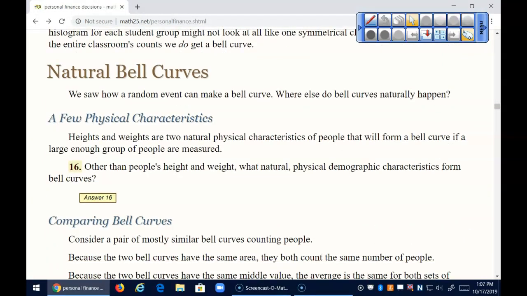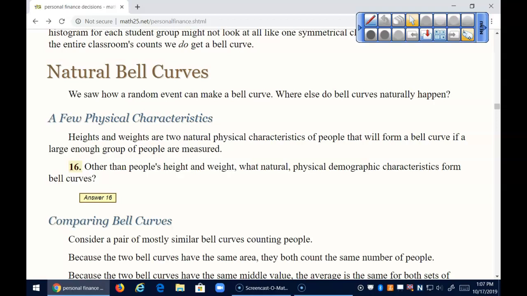So heights and weights are 2 natural physical characteristics of people that will form a bell curve if we get enough people and measure them. What else makes bell curves about people? Anyone know?